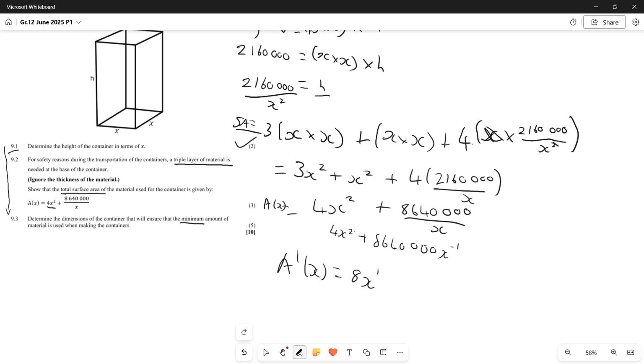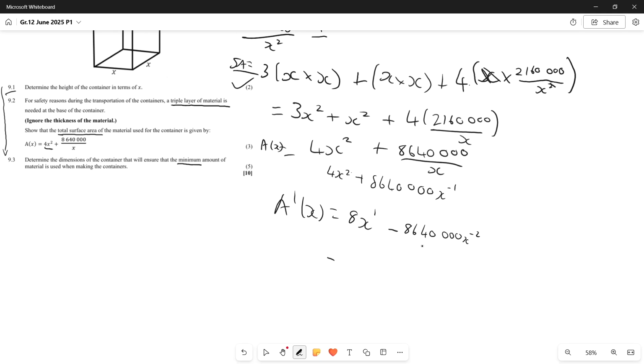And then what we have is the plus, but it's times by a negative 1. So we have minus 8,640,000 x to the minus 2. So this is our first derivative. I'm just going to move it back to standard form. We have 8x minus 8,640,000 over x squared. So we manipulated our area formula so that we could then take the derivative of it and we moved it back to standard form. So minimum, we were on the right track there.